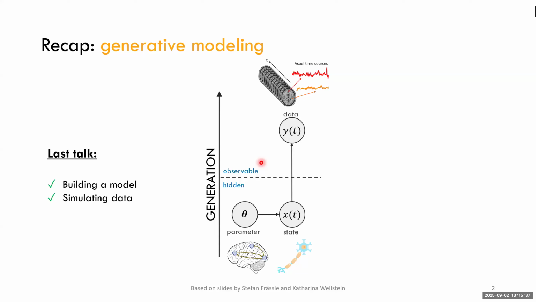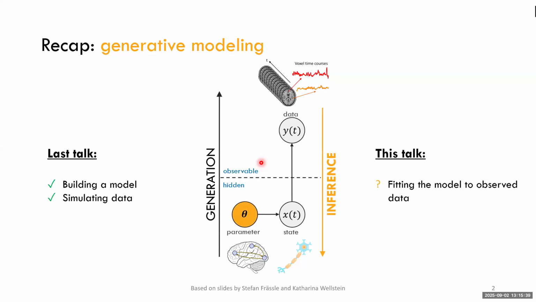To do that, we do inference. We start with the data, and then we go back and figure out what the parameters are within our model, and then we can interpret what's going on within the biology of our participants. That's what this talk will focus on. I will go through arguably the simplest way of doing this, which is by maximizing the likelihood function.